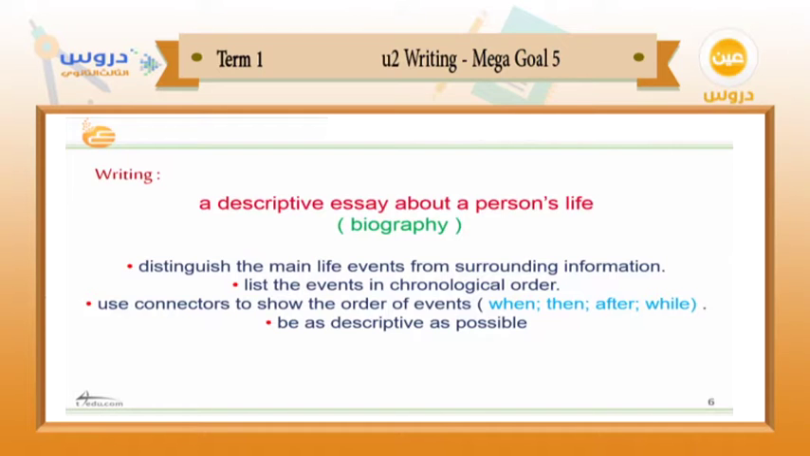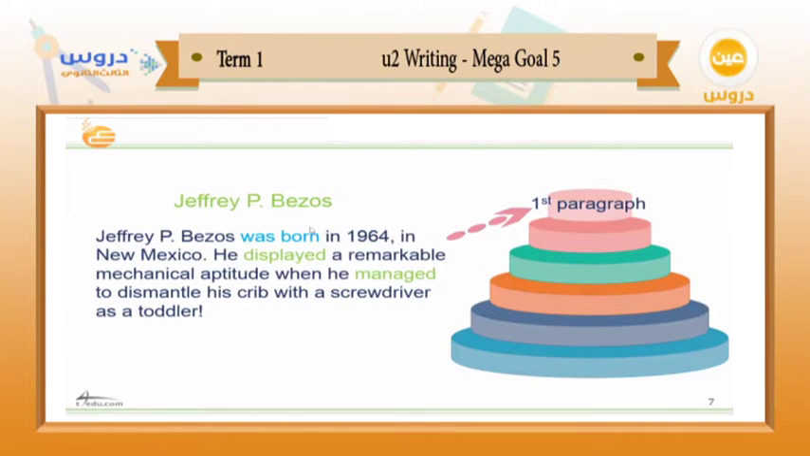Now, let's see the model for this biography. First of all, we have to write the title for the biography. And the title, surely, should be the name of this person, Jeffrey P. Bezos. Now, as you see here, we have paragraphs starting from the first paragraph. Actually, there are 6 paragraphs to talk about Jeffrey P.